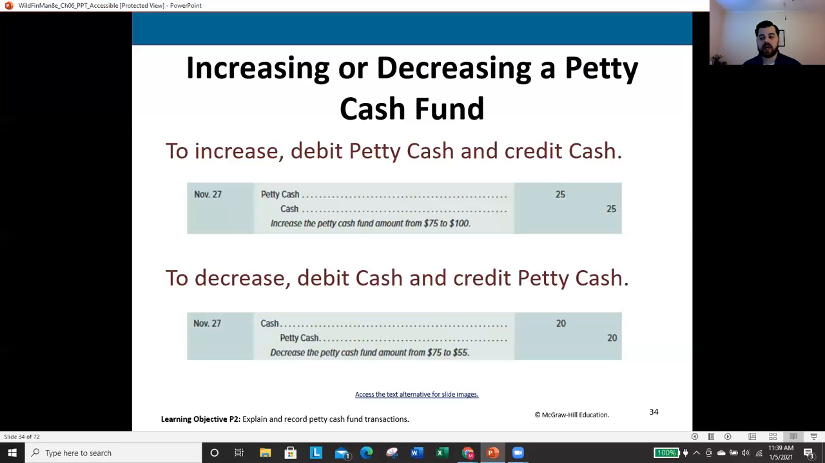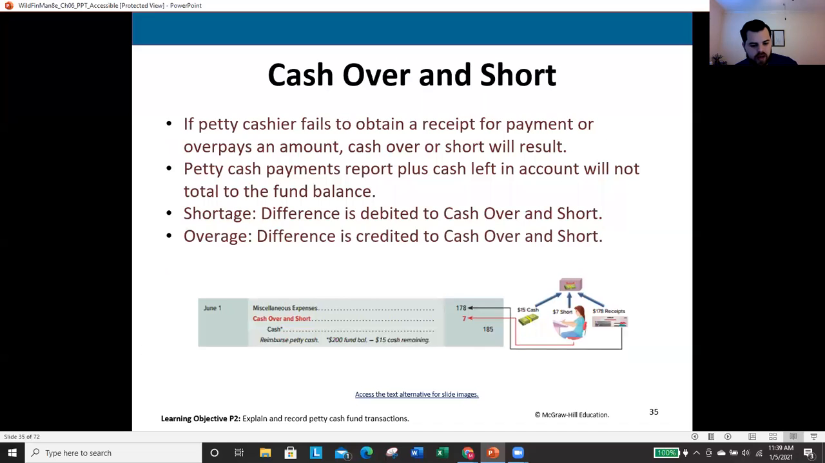So we simply debit cash because we're putting the petty cash money back into general cash, and we credit petty cash. There is no other time where you will ever use the petty cash account. Only when you establish the fund and when you actually change the overall balance. When you reimburse the fund, the credit is simply to cash. So do keep that in mind.